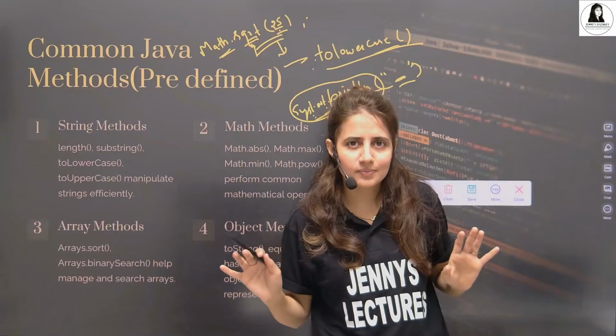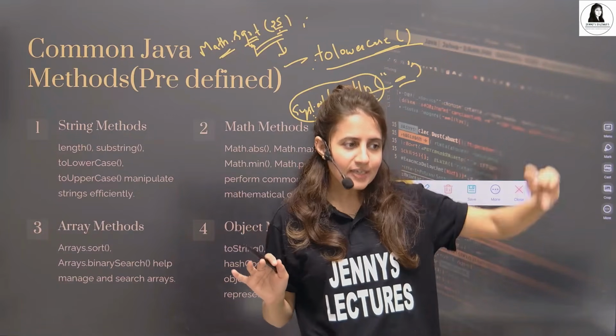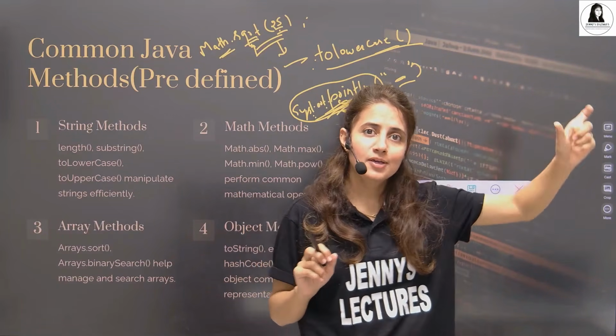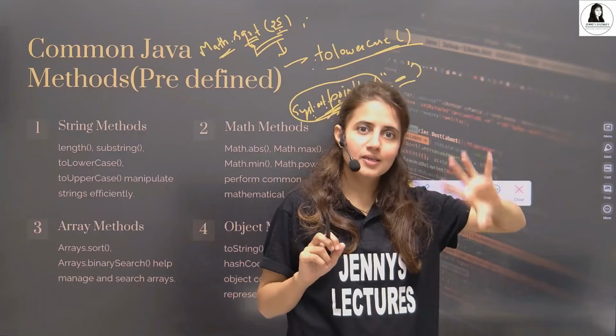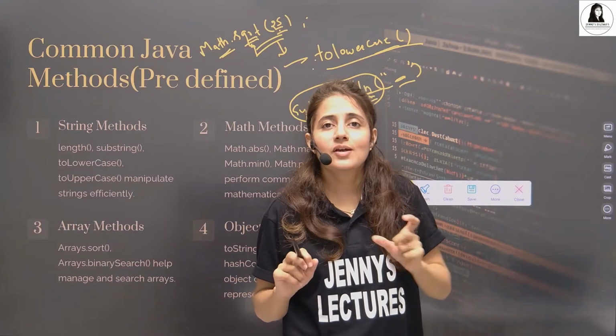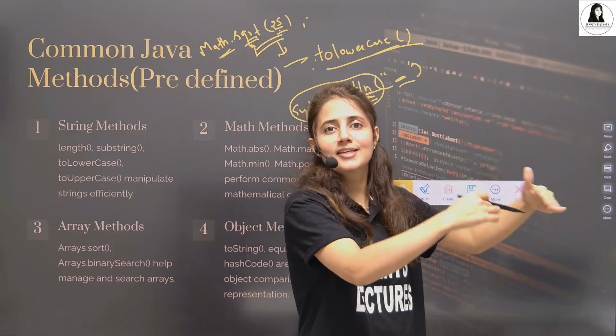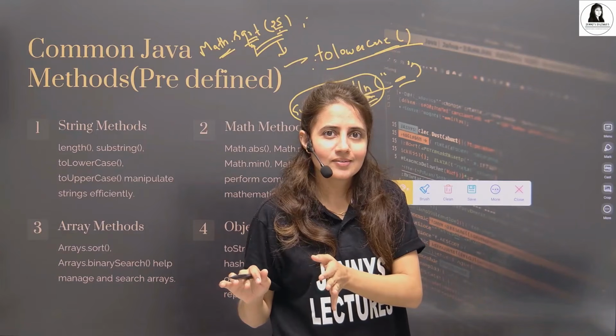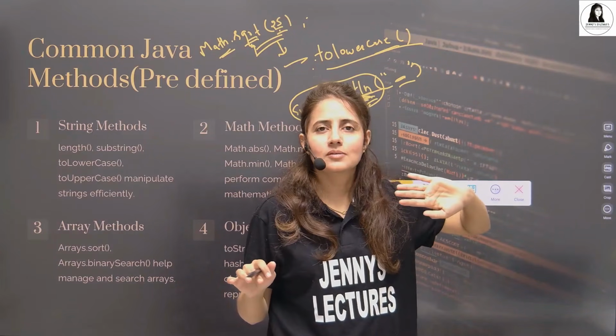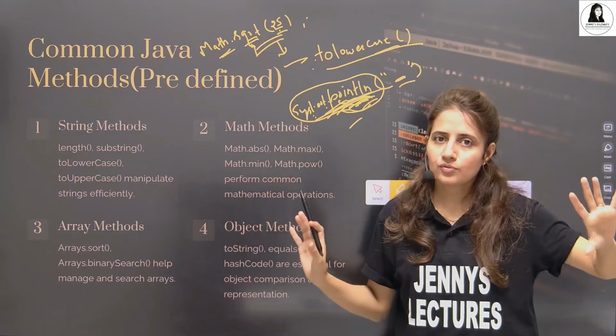You just use that. So these already defined methods, libraries or APIs make the programmer's or the developer's life easy, because there is so much code already written. You just have to use that. There are so many predefined methods. These are a few examples of them.